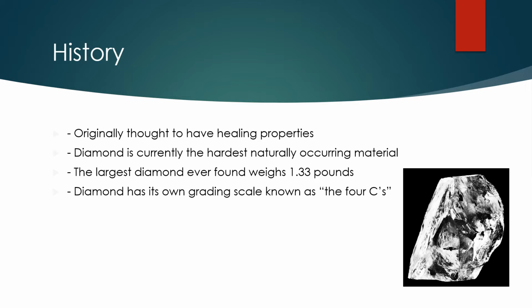The largest diamond ever found was called the Cullinan, and it weighs in at about 1.33 pounds. It was found on January 25th, 1905 in Pretoria, South Africa. It weighs roughly 3,100 carats, which carats are a measurement that is used for diamonds and other gems. And as you can see in that picture there, that is the Cullinan.